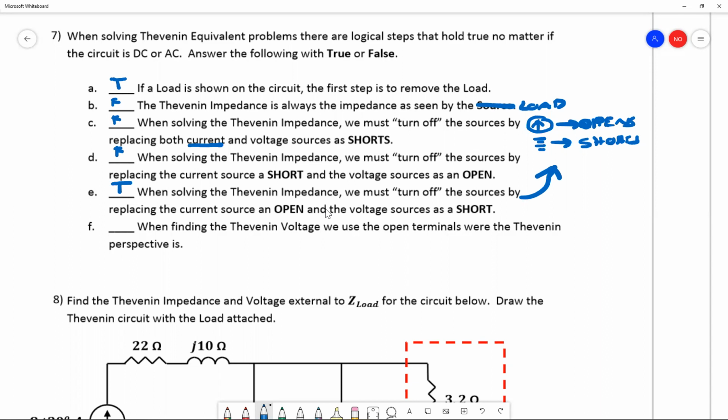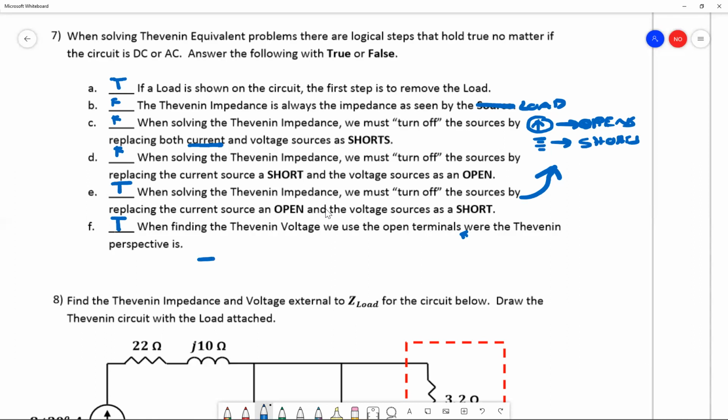When finding the Thevenin voltage, we use open terminals where the Thevenin perspective is. That should say where the Thevenin perspective is. Thevenin voltage, we use open terminals where the Thevenin perspective is. Yes, that's true. That is just another step in the process of solving for Thevenin voltage.